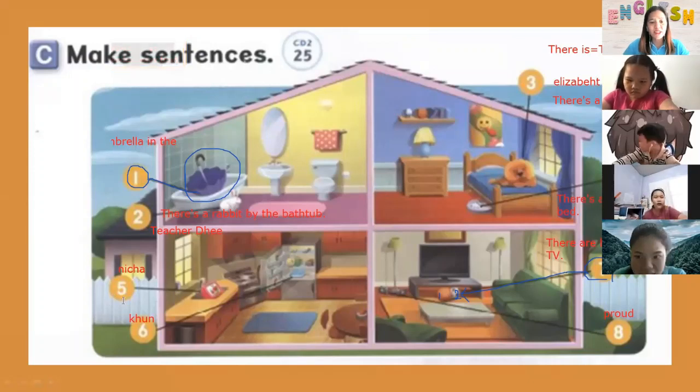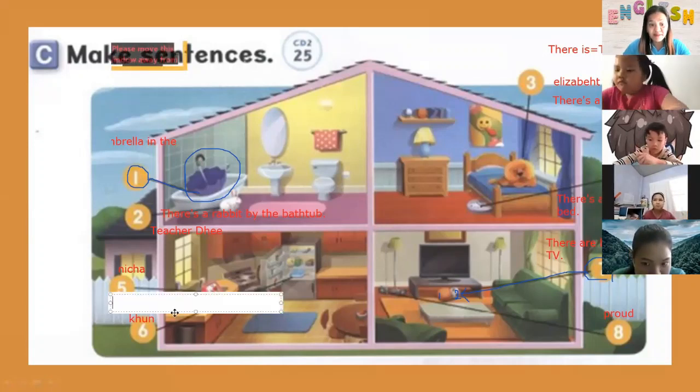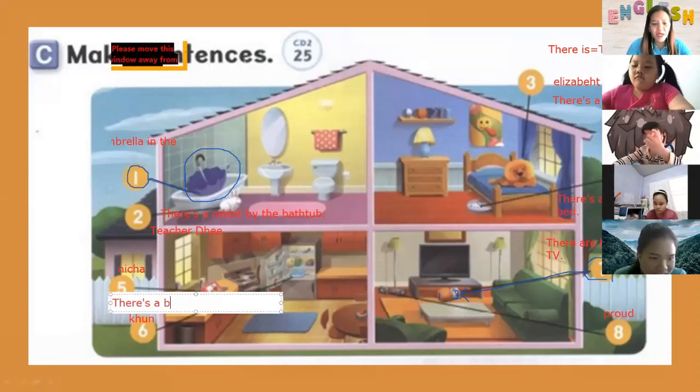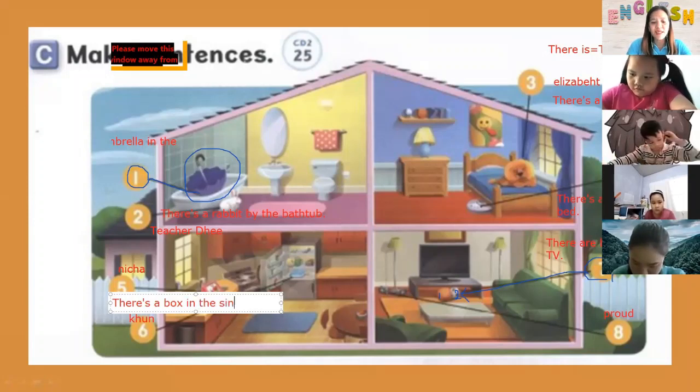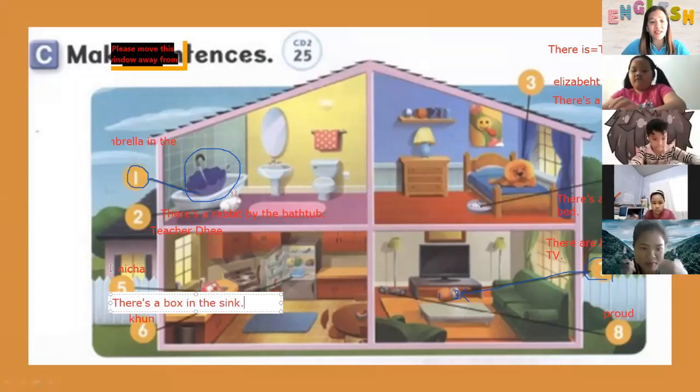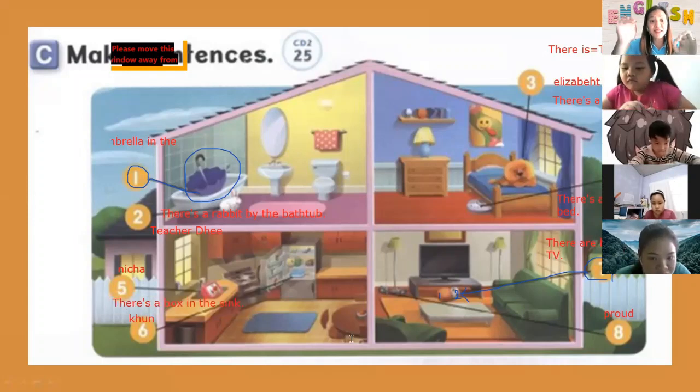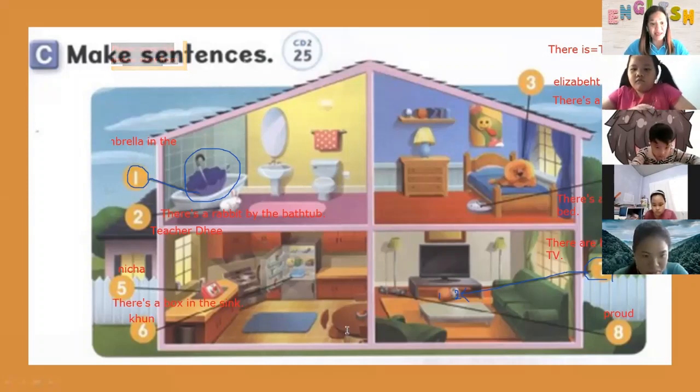Okay, Nietzsche, what is this? There's a box in the sink. Yes, is it in the sink? Yes, it's inside the sink. I can see it. Right? Yes. Okay, so that is right. There is a box in the sink.